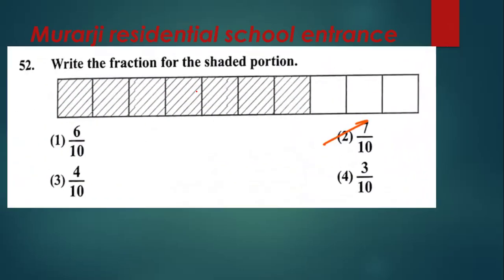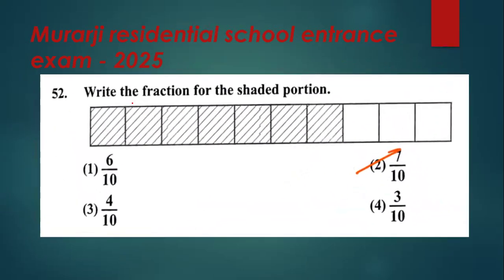Murarji Residential School Entrance Exam 2025 asked question. Question is, write the fraction for the shaded portion. Here 10 parts are there, 7 parts shaded. Total part is 10, shaded part 7. This becomes option 2 is the right answer, 7 by 10.